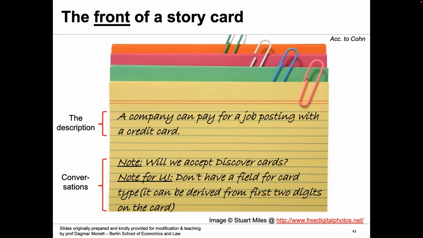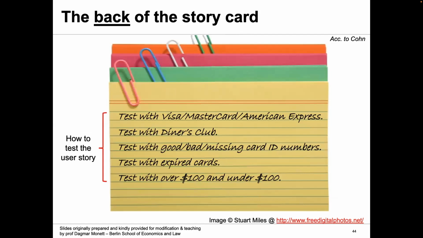Now, normally it's said that there are 3 C's in a user story. Number 1 is the card itself, which is the description, the user story itself. And then there is something called the conversation that we were just discussing. And then there is something called the confirmation. After you have discussed the conversations, the confirmation is the back of the story card, where you're talking about how we are going to test that user story.